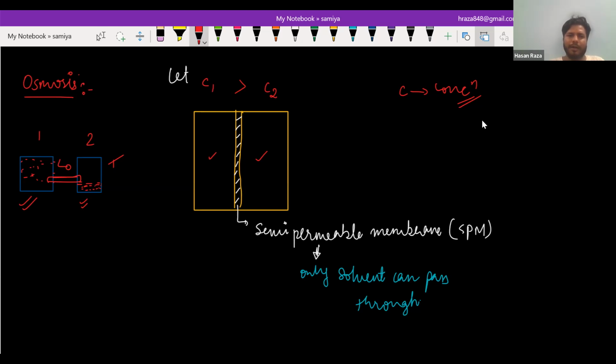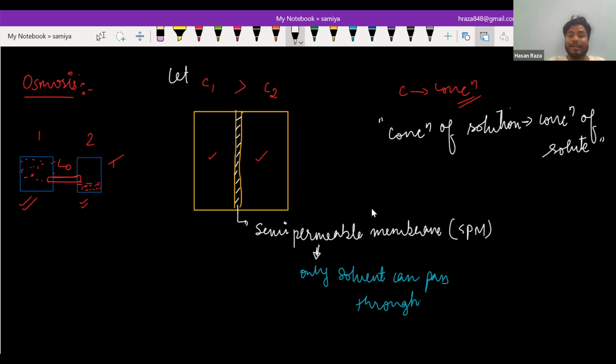Always remember that if we are talking about concentration of solution, that means we are saying concentration of solute. If I say the acid is highly concentrated, that means the quantity of acid is more. Are you getting my point? Concentrated acid means the solute is more. If solute is more, that means solvent is lesser. So I'm going to define it.